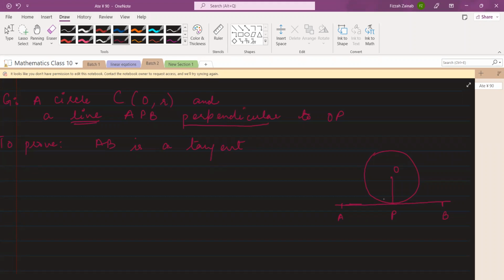Please join it. And the same way, we will take any other point here. Let's take Q and join it, and this point I'm calling R. I have to show that AB is a tangent. This angle is already 90 degrees, given to me. Similarly, take any point Q other than P. Take any point Q on AB, obviously other than P, and then join OQ.